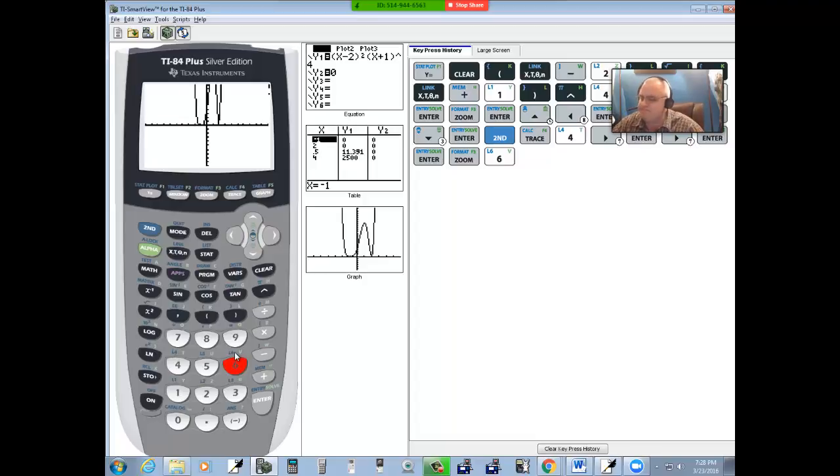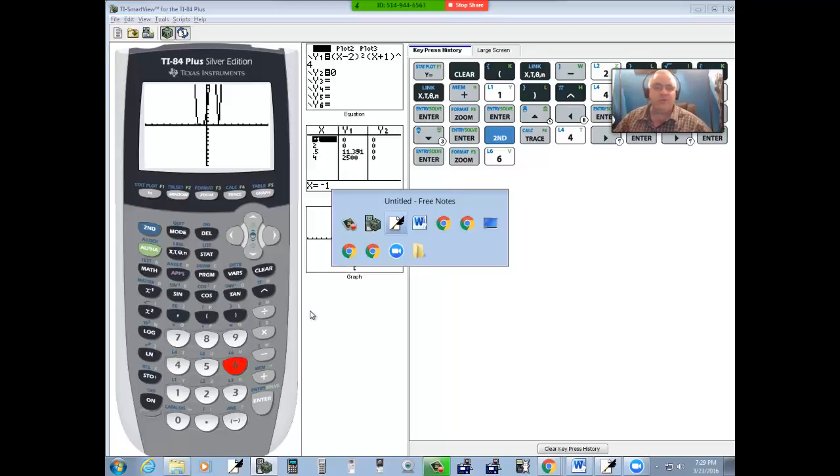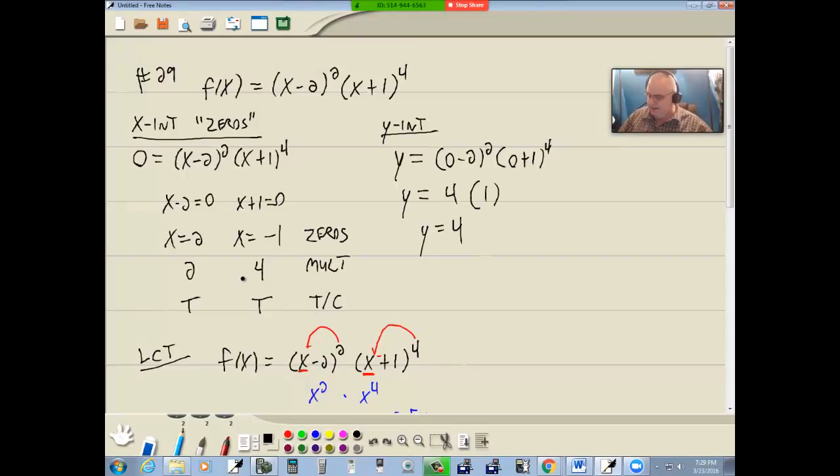Let's take a look at 4.3. This is polynomial division. I guess number 6 would be polynomial division. This is on page 331. So let me clear that off.